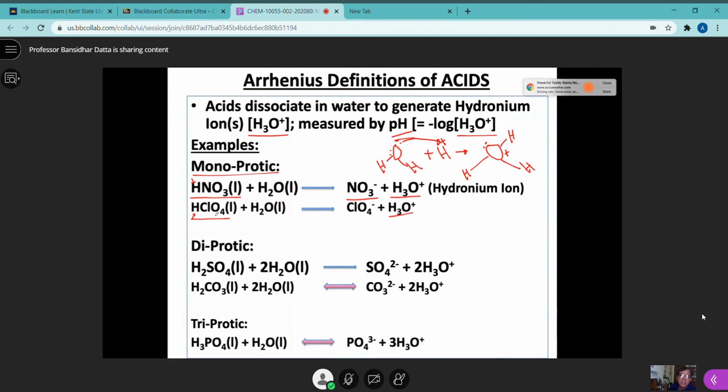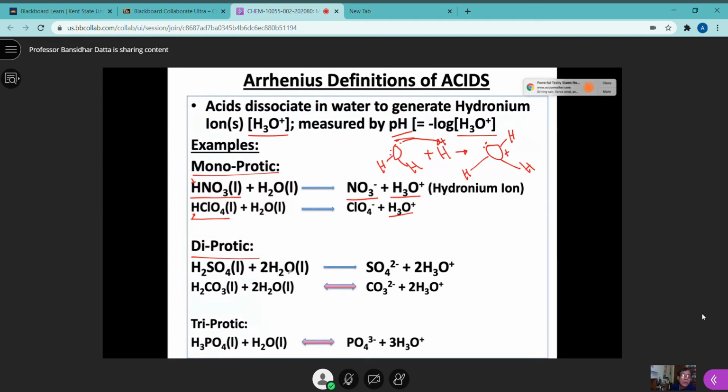There are many. I will give you some examples. Nitrous acid is also a monoprotic acid, but two examples are good enough for the timing. So the number of hydronium ions generated after dissociation depends on whether it is monoprotic or diprotic. So let's go to the diprotic. Sulfuric acid, H2SO4. H2SO4.